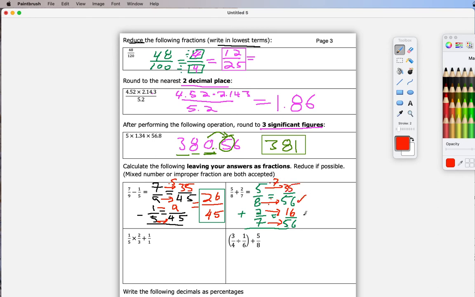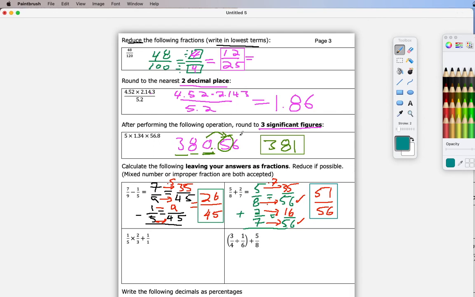Now we have the same denominator, and we can add them. So 35 plus 16 should be 51 over 56. And that will be our final answer there. So we have 51 over 56. Okay. So that's how we do those ones there.